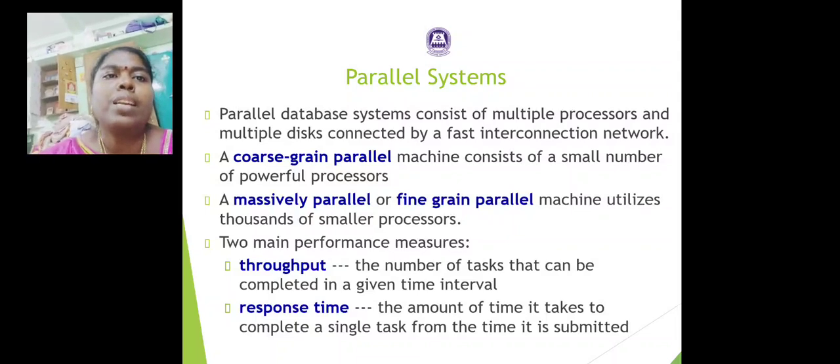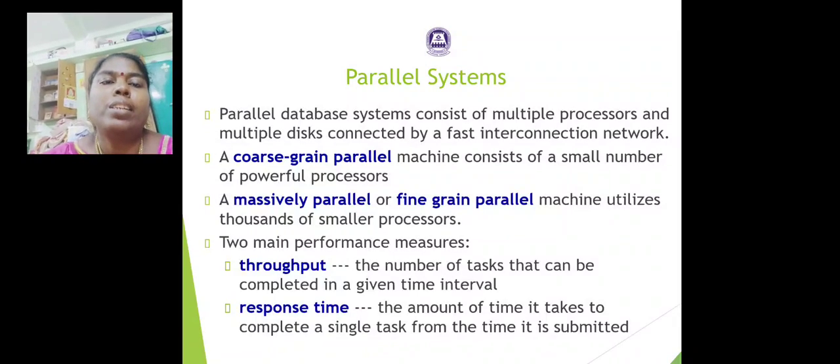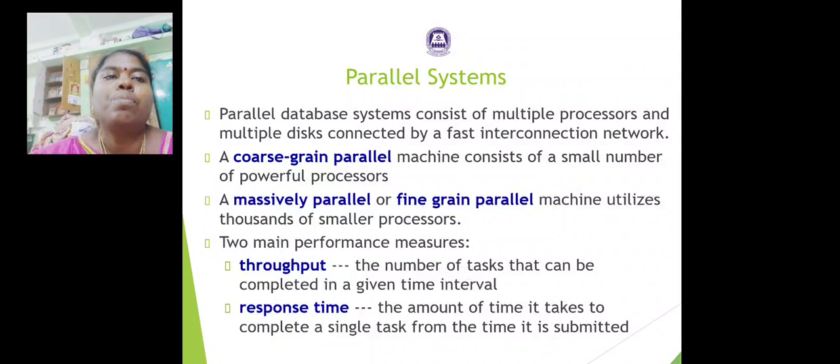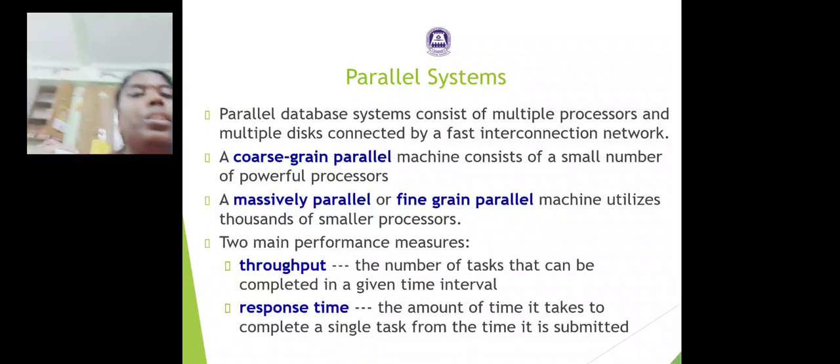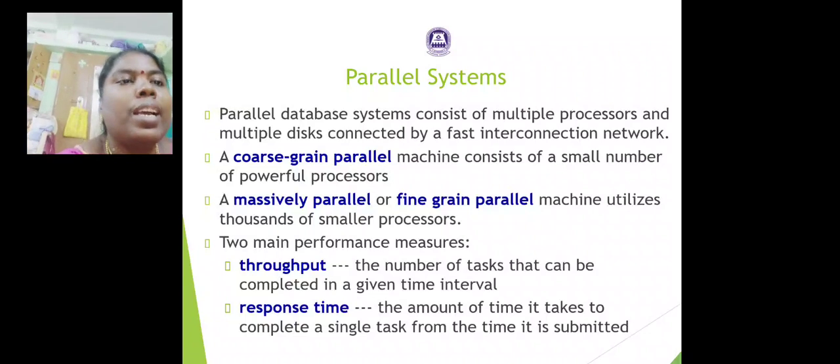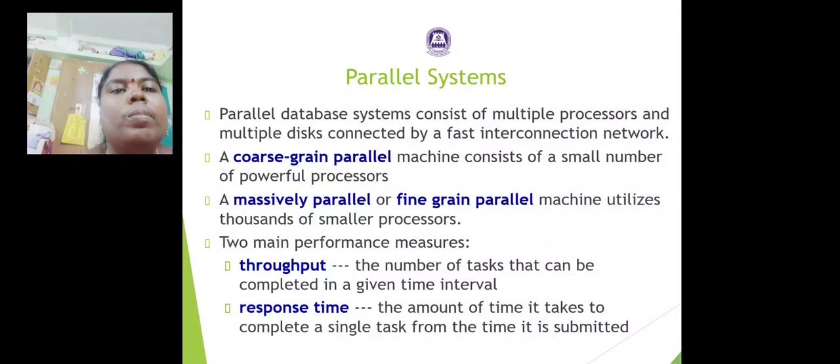So next is parallel systems. Next we have to see the parallel database system, which consists of multiple processors and multiple disks connected by a fast interconnection network. Parallel systems are divided into two categories. One is the coarse grained parallel machine, and the other is the massively parallel or fine grained parallel machine. A coarse grained parallel machine consists of a small number of powerful processors only, while the fine grained parallel machine utilizes thousands of smaller processors.